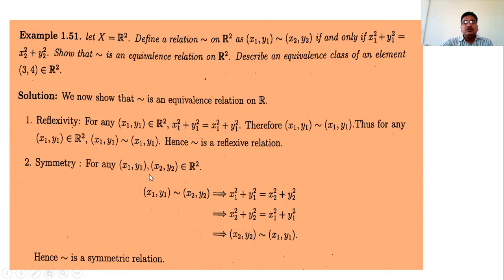The next condition, symmetric. Take two elements from R2, (x1, y1) and (x2, y2), such that (x1, y1) is related to (x2, y2). That is, the first element is related to the second element, and now we have to show the second element is related to the first. So (x1, y1) related to (x2, y2) implies x1 square plus y1 square is equal to x2 square plus y2 square. Interchange the sides: x2 square plus y2 square is equal to x1 square plus y1 square. This implies (x2, y2) is related to (x1, y1), and therefore the relation is symmetric.